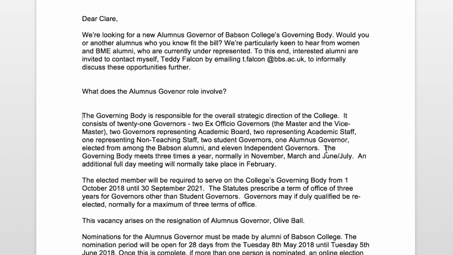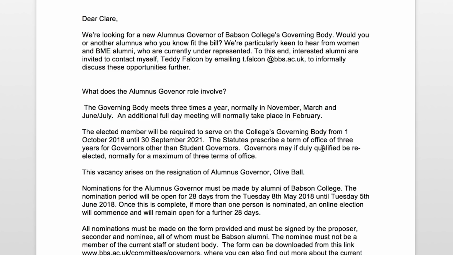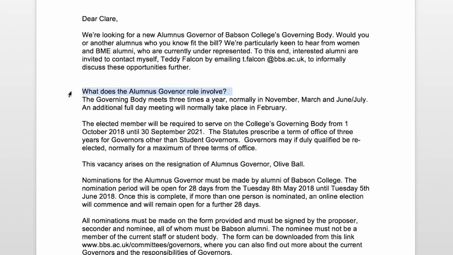So I think this stuff about there being 11 independent governors, 21 governors, I think that could be provided elsewhere. I think that's just too much detail for this first initial request for nomination. So I would put that somewhere else. I think later in the email this points you to a page where you can find more information. I think that belongs elsewhere. And yeah, it's an email. No reason we can't have headings to guide our reader through. So we've got this: what does the alumnus governor role involve?